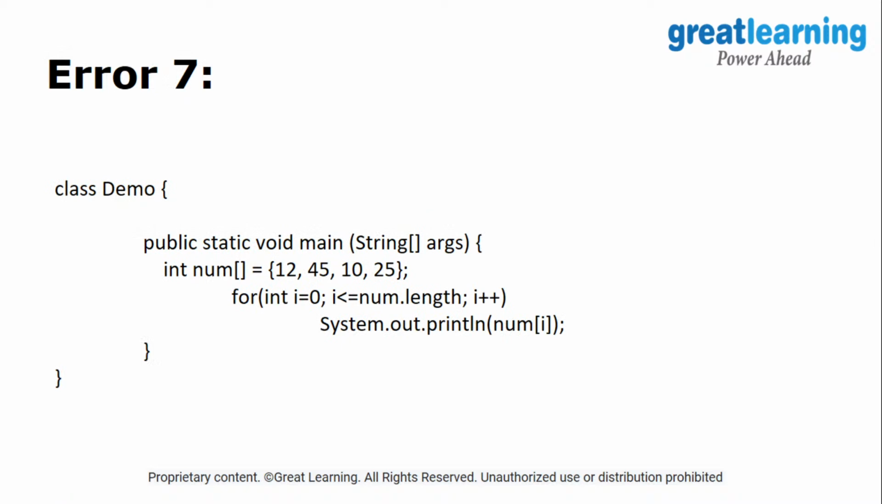So now let's move ahead and see what is the error in this entire code. Quickly guys, what is the error? You have a class named demo, and in this demo class you are creating an array which is static in nature. Then you are looping around it and printing one by one. What is the error?